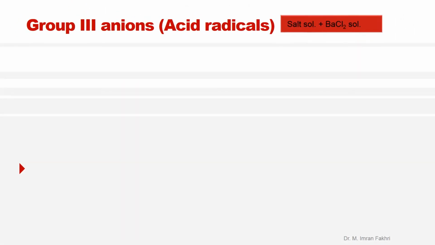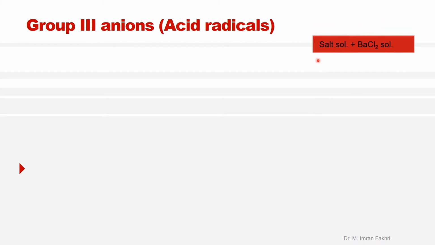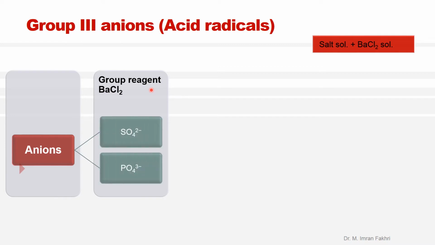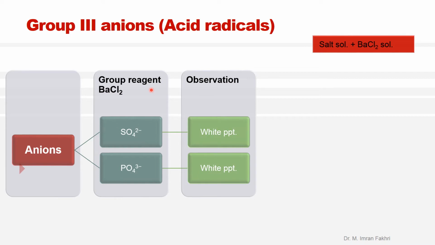Group 3 anions. In the salt solution, we have to add the solution of barium chloride. By the addition of barium chloride, the salt is going to give precipitation. White precipitates are going to be observed for the sulfate if it is present in the salt, and white precipitates are also formed for the phosphate.